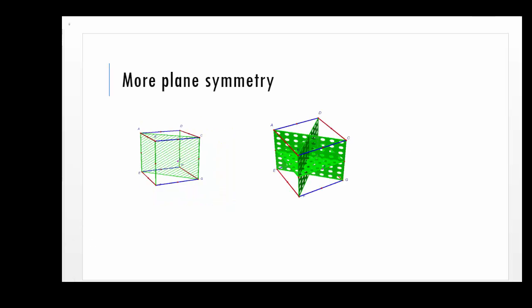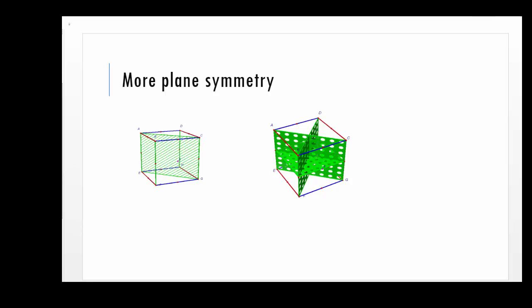If we move to the next slide, we can see more examples. So we have ACG as a plane of symmetry. And in the second picture, we have 3 different planes of symmetry. So once we add in 3 dimensions, we add on many more types of plane symmetry, because there are more sides to choose from.